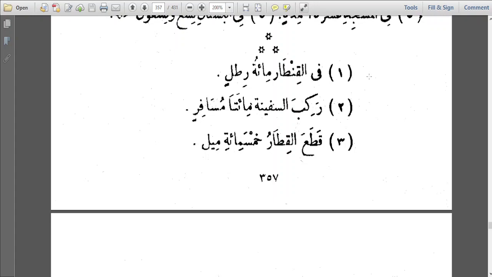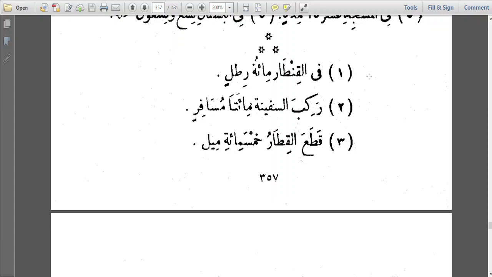100 travelers got on the ship, as safina. Rakiba as safina, bimana to ride on the ship or to get on the ship. Mi'ata musafirin, sorry, 200 travelers. Mi'ata musafirin, 200 travelers.